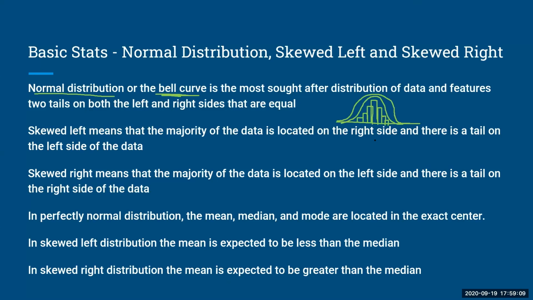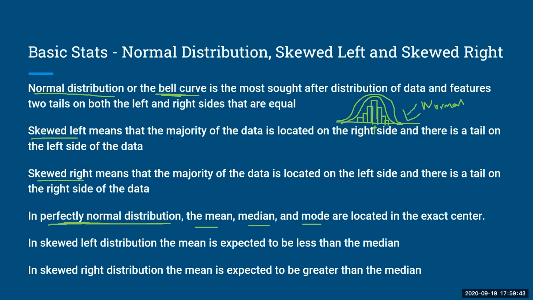Right. So this is normal distribution. Everything is in the center. So your mean, median, and mode are in the center. So in a perfectly normal distribution, the mean, median, and mode are located in the exact center, which is 99.9% of the time in the real world, never going to be this way. Maybe there might be that golden egg, that lucky coincidence. Very unlikely. Anyways, remember, skewed left, skewed right, you should know.